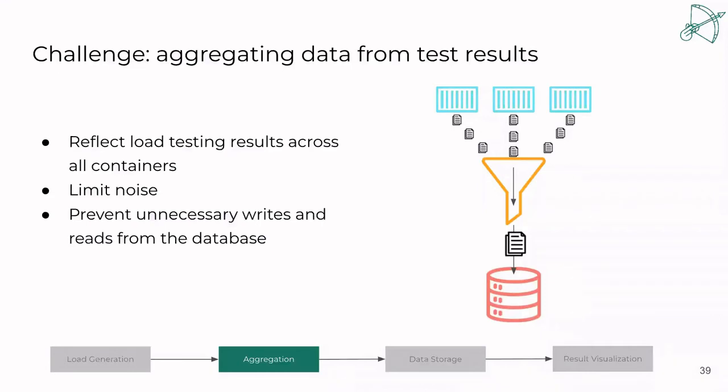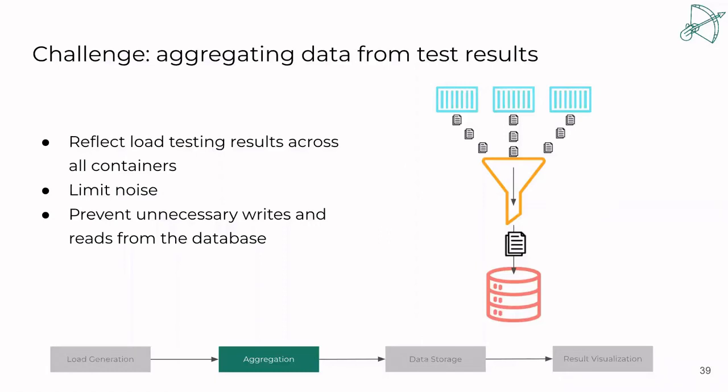Aggregating data also prevents us from having unnecessary writes to and reads from the database. When we aggregate, writes to the database go down since we are reducing the amount of test results before they hit the database. Reads also go down since our dashboard does not need to query as many data points to display meaningful results.